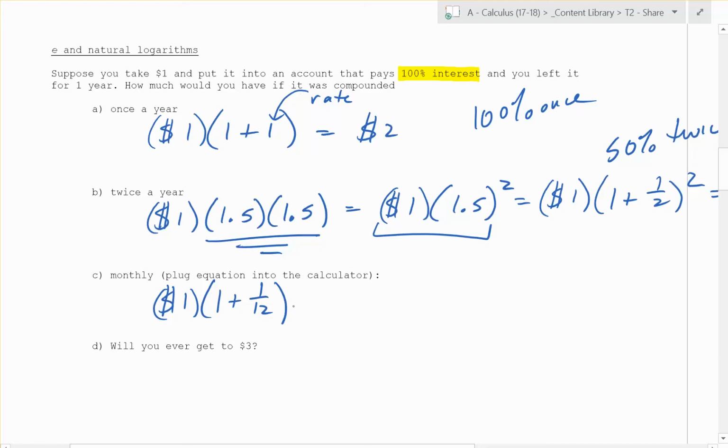And how many months are there in a year? Well, that's going to be to the 12th. You will need a calculator for this, and it comes out to $2.61. So look at that.